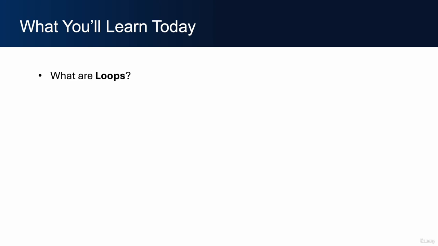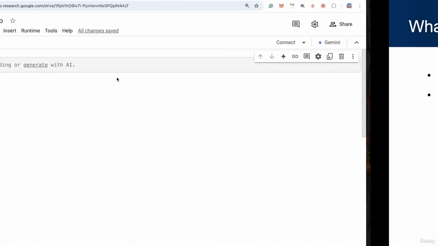Now first, let's go through what loops are. Loops are used to repeat a block of code multiple times. There are two main types of loops in Python. The first one is the for loop, which repeats a set number of times, and then we have the while loop, which repeats until a condition becomes false. So let's look at for loops.